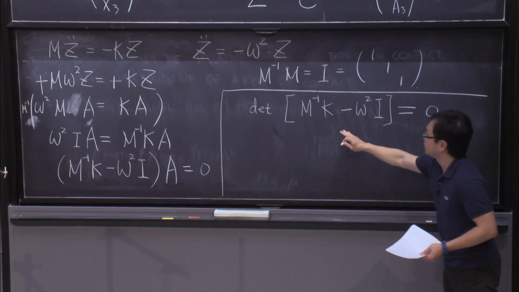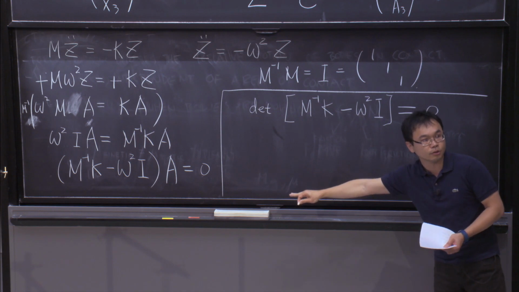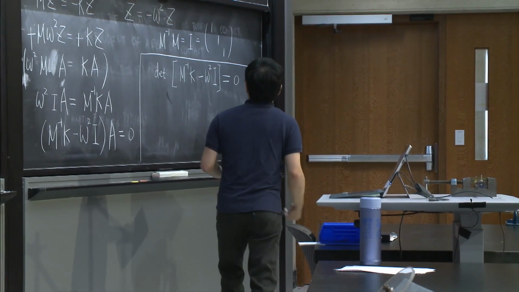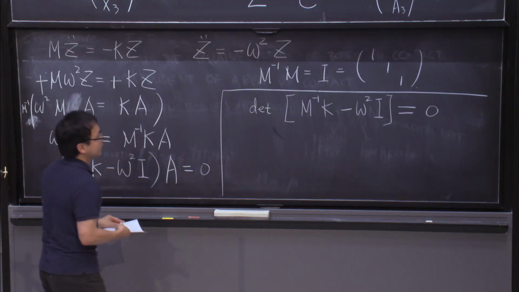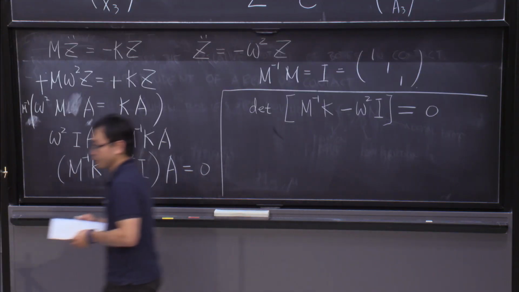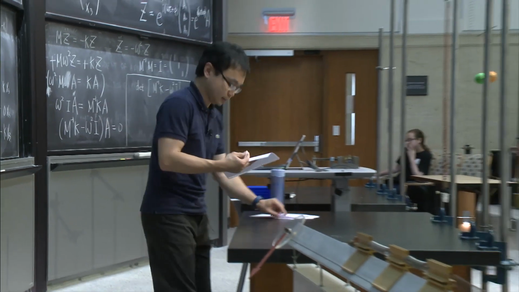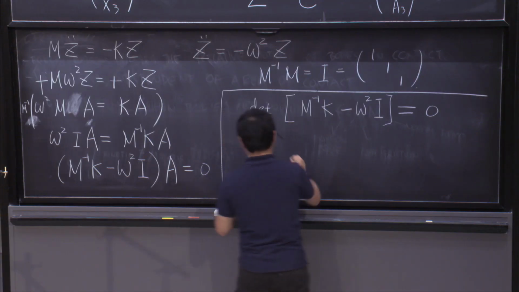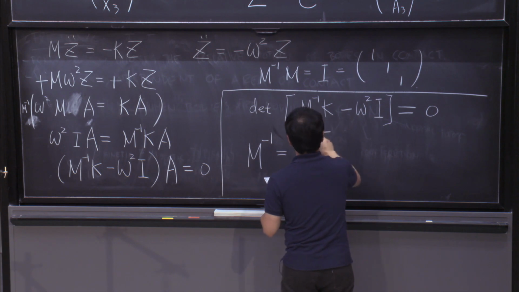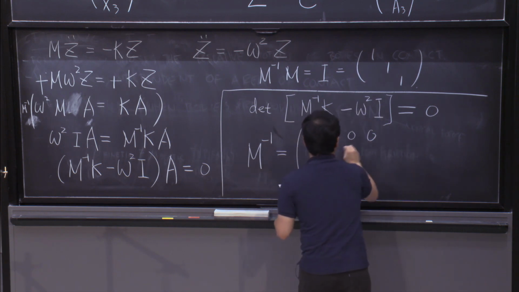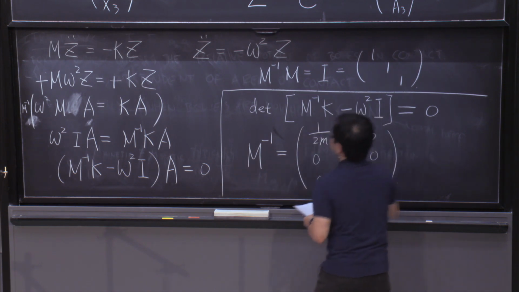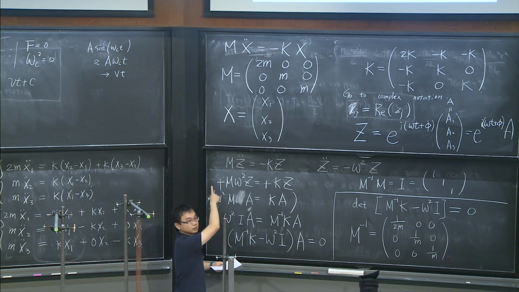manipulation, the condition we need for this equation to be equal to 0 is the determinant of n minus 1k minus omega squared I. Okay? I can write down n minus 1k minus omega squared I explicitly, just to help you with the mathematics. N minus 1k is equal to 1 over 2m, 0, 0, 0, 1 over 2m, 0, 0, 0, 1 over m. It's just the inverse of the M matrix.